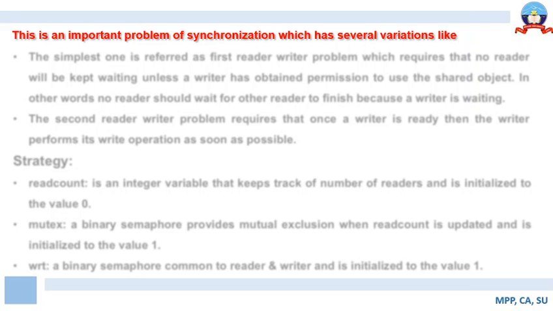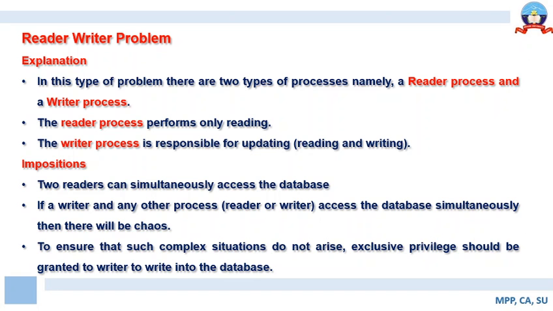In this particular class, we have learned about a very important problem in synchronization, that is the reader-writer problem, where readers and writers are two different processes performing read and write operations on the file. Read basically means only read, and write basically means updating, where updating refers to both read and write. We have also come across the impositions of the reader-writer problem, where two readers can simultaneously read the file, but if there is a writer and any other process, be it reader or writer, tries to access the database, then chaos will be created.